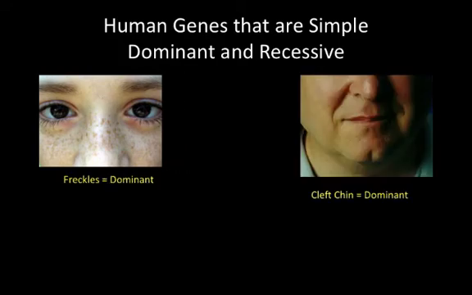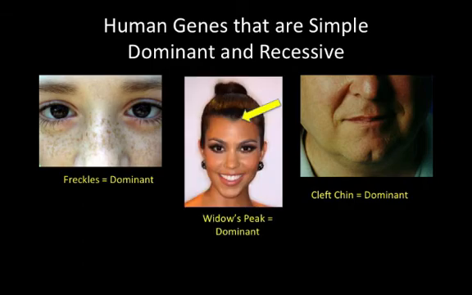Another one would be a cleft chin. Having a cleft chin is a dominant trait. Another one, again, is widow's peak, and so if you have widow's peak, that is dominant. Do you have any of these dominant traits? What about people in your family?